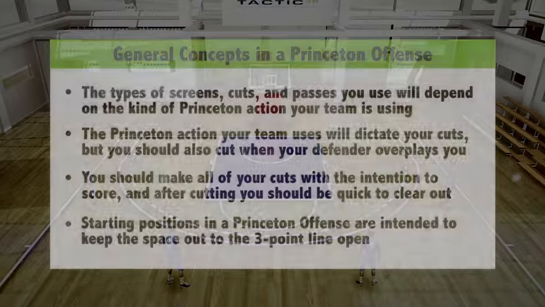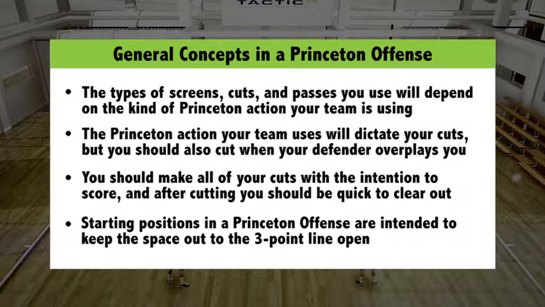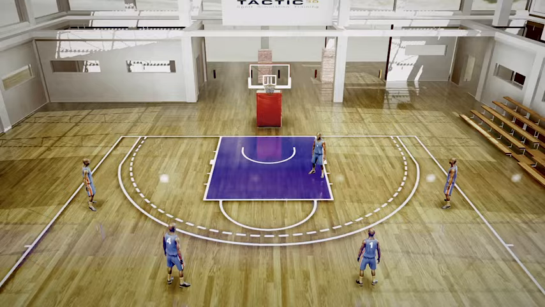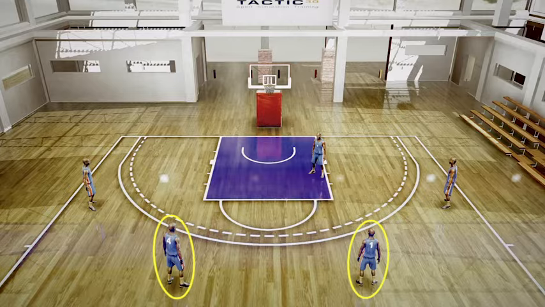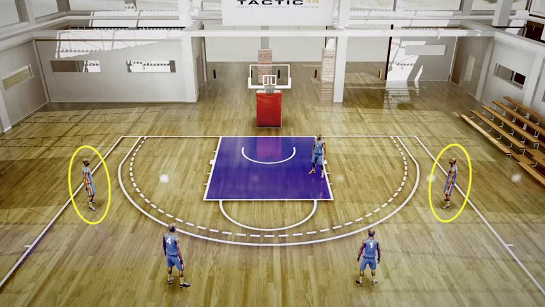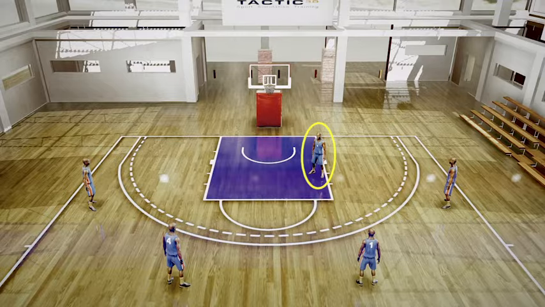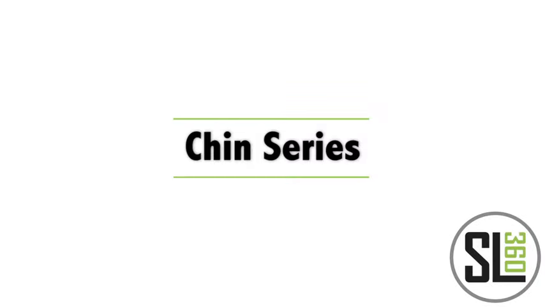Before jumping into things, here are some general concepts that apply to any type of Princeton offense. Before looking at video examples, let's start with the basic alignment. In any Princeton offense, you'll have two players positioned in the slot, two players positioned on the wing, and one player positioned in the post, typically on the ball side. Let's see how this looks in a game, starting with the chin series.